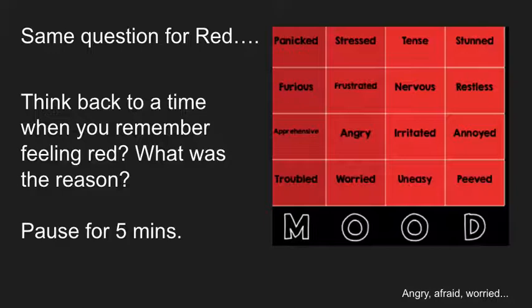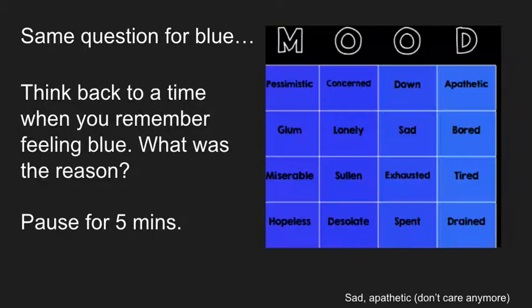All right, guys, we're going to move on to the blue quadrant of our mood meter, and you're going to be answering the same question again. Remember, this blue quadrant describes those feelings that we have whenever we are sad. It also describes the feelings that we have sometimes whenever we don't care anymore about something. That's called apathy, whenever you just don't care anymore.